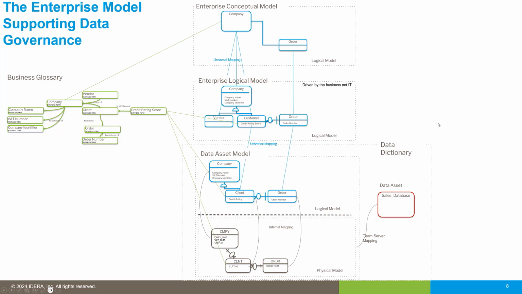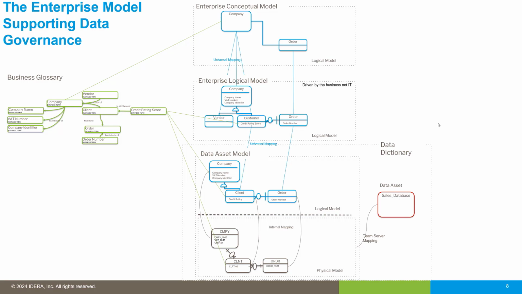And then the second part of the process is that we want to go through all of our understandings of our data assets and map them to the business terms. So down at the bottom there we've got a table called CLNT that's got a column C_RTNG. What is it? Okay, that's credit rating score. So we can map them together.